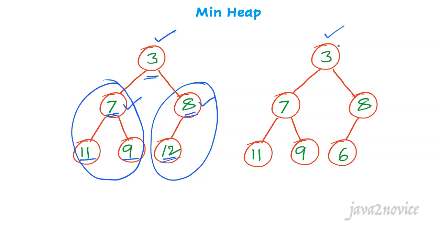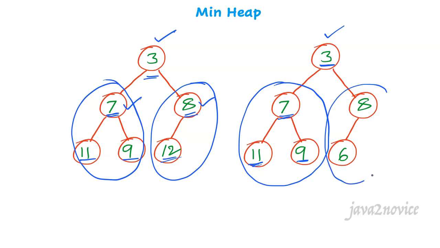Now, what about this tree? Is it following the min heap property? Let's check. The root node value is 3, which is less than its children 7 and 8. And also 3 is the least among all node values within this tree. Now let's take the left subtree. Here the root node value is 7, which is less than its children 11 and 9.